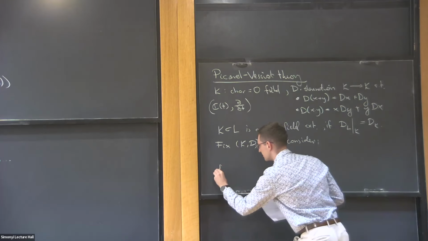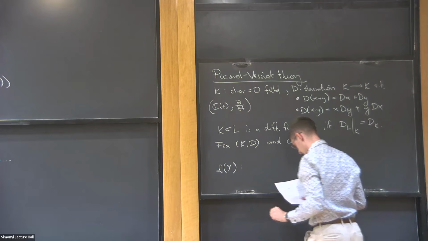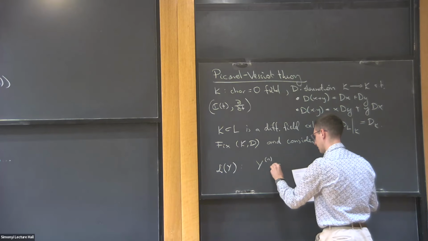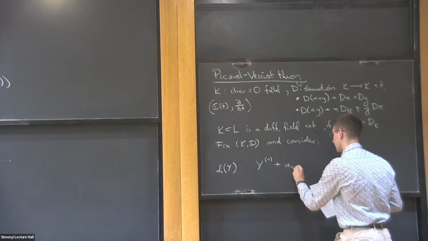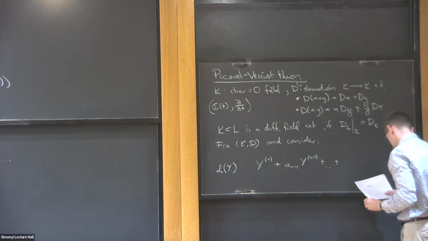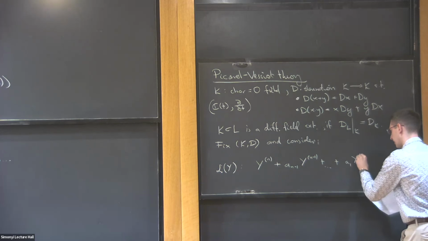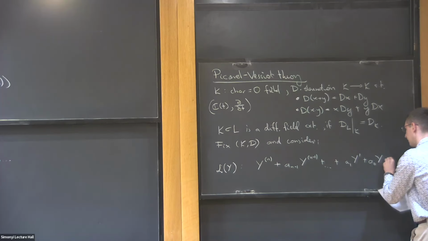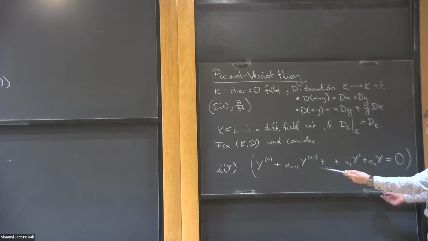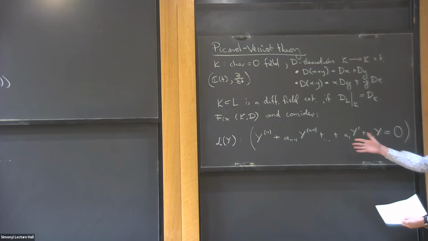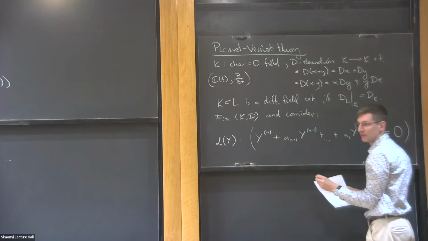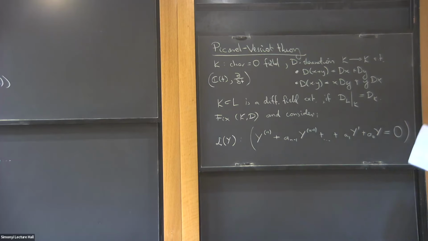So I will write it as L of y. This will be a differential equation on a variable y, which I will write in this way. So this is y^(n), then a_{n-1} y^(n-1), plus a_1 y' plus a_0 y equals 0. So L of y is my notation for y satisfying this kind of equation. Here I mean applying the derivative n times in my differential field or in some extension.